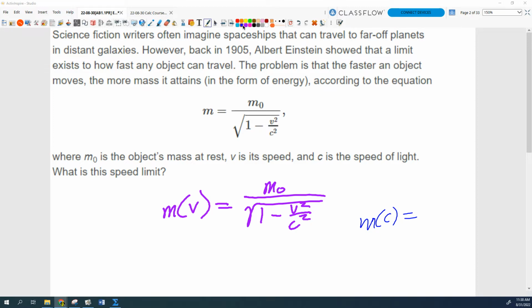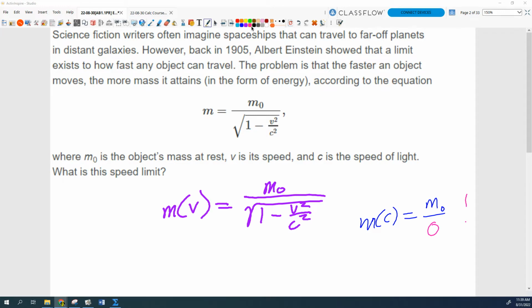1. 1 minus 1 is 0. Square root of 0 is 0. Okay, that's a problem, isn't it? We end up with an answer, m naught, divided by, that's impossible. You can't divide by 0. Right? So what happens then? Well, you can't go the speed of light. That's the speed limit of the universe. Nothing with mass could ever go the speed of light.